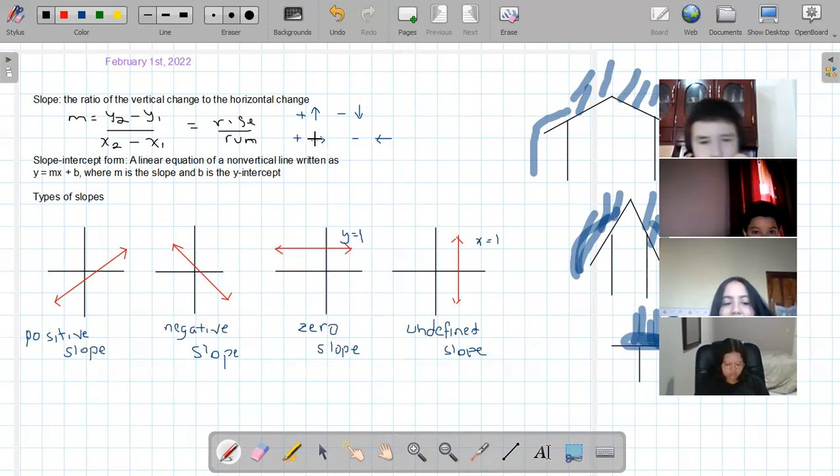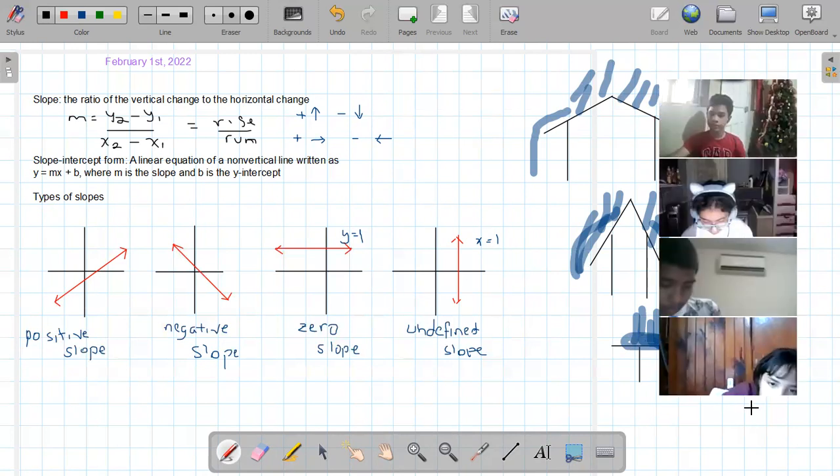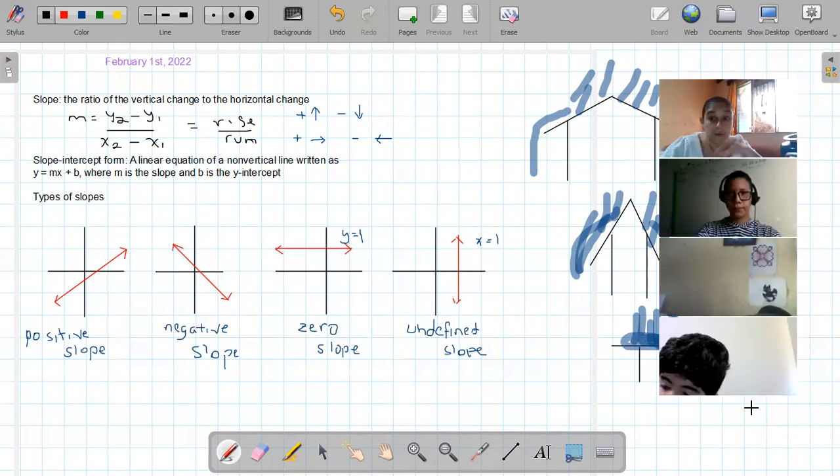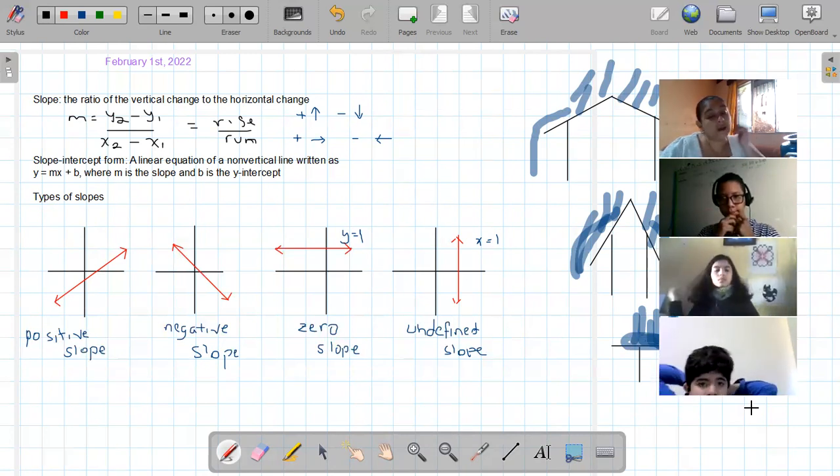If we have a positive run, we're going to the right toward the positives on the x-axis, right? And if the run is negative, we go to the left towards the negatives on the x-axis. Okay, but we can also find the slope with two given points. If I give you two points, you'll be able to find the slope.